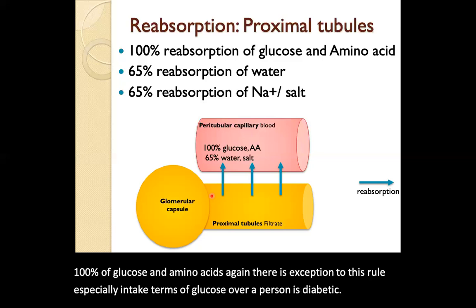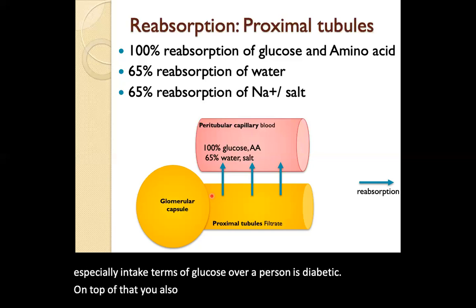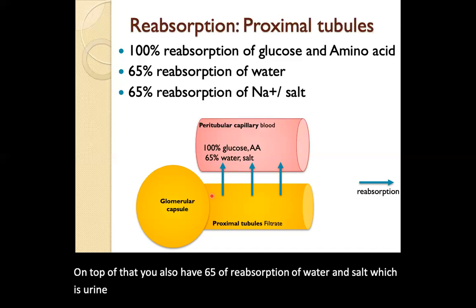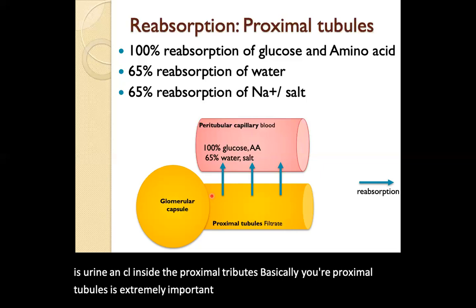On top of that, you also have 65% reabsorption of water and salt, which is your NaCl, inside the proximal tubules. Basically, your proximal tubule is extremely important for absorption.